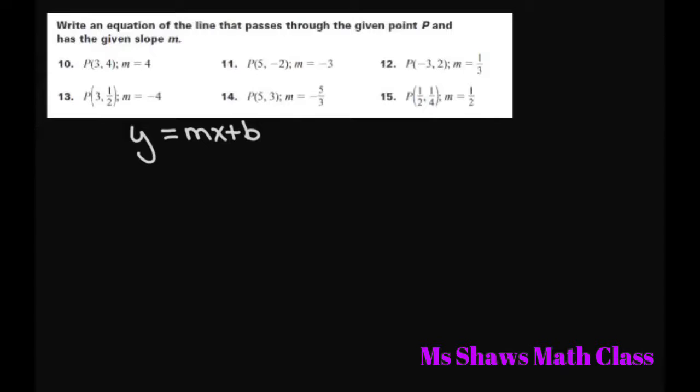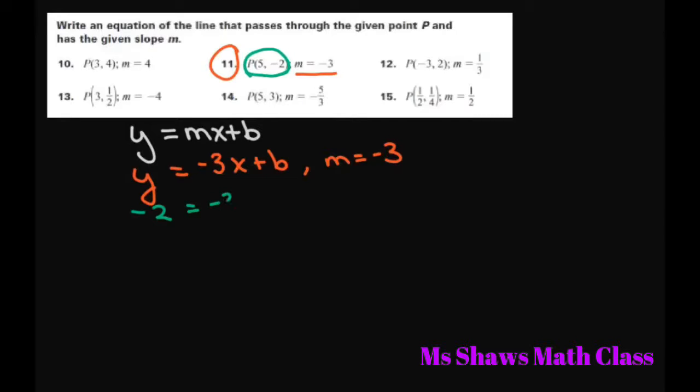So the first thing we're going to do is plug in our slope here for number 11. So we're going to write our slope as m, so we're just going to substitute y equals negative 3x plus b. That's because m equals negative 3. The next thing we're going to do is plug in our point, our x and our y. So our y is negative 2 and our x is 5 plus b. So we just substituted in our point. And then we're going to solve for b.